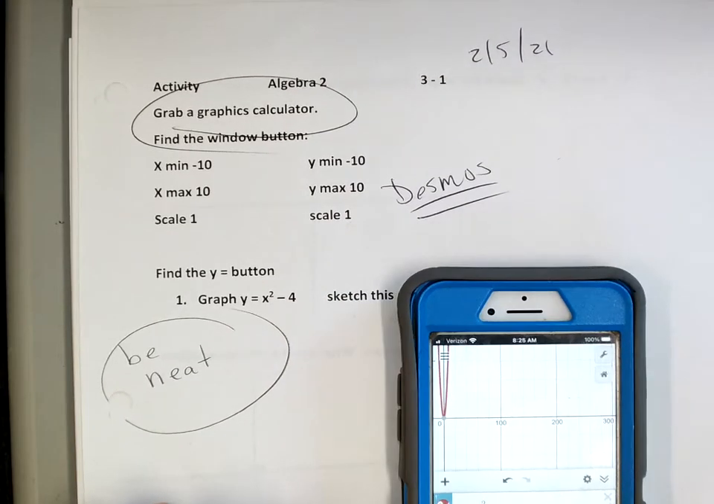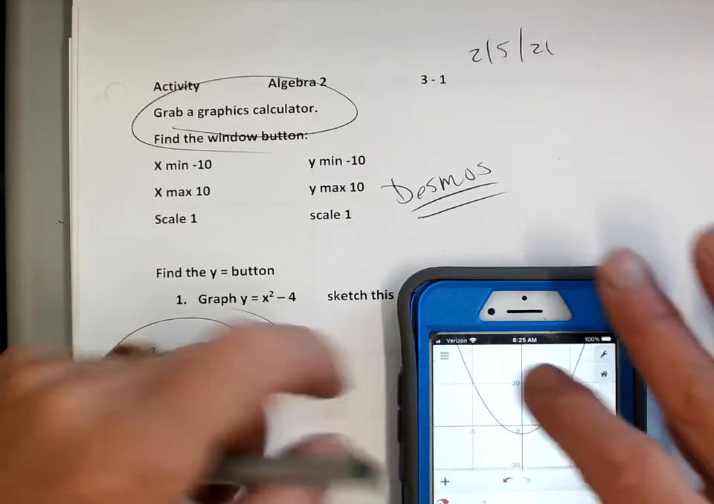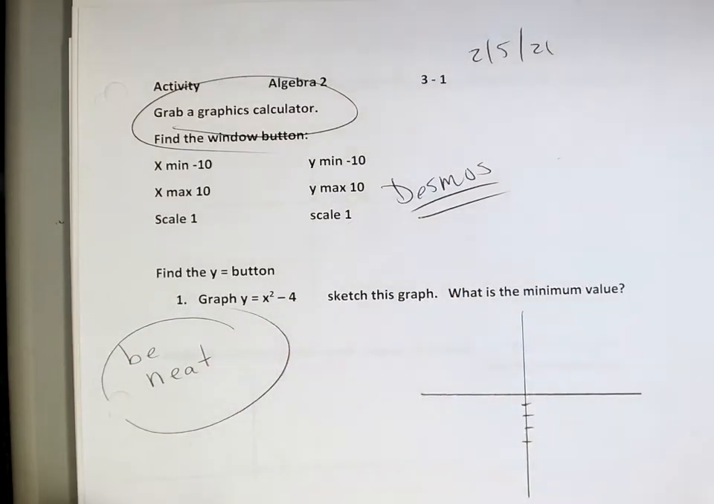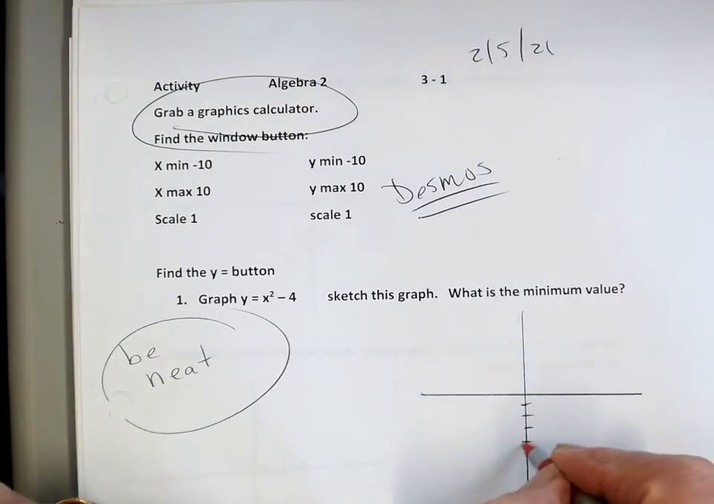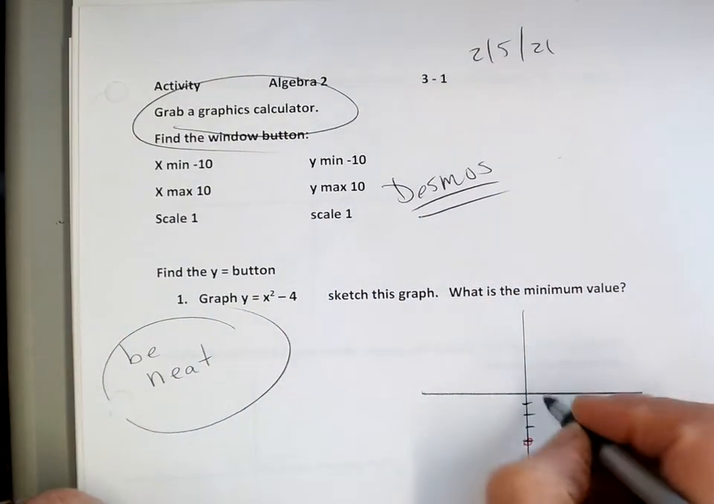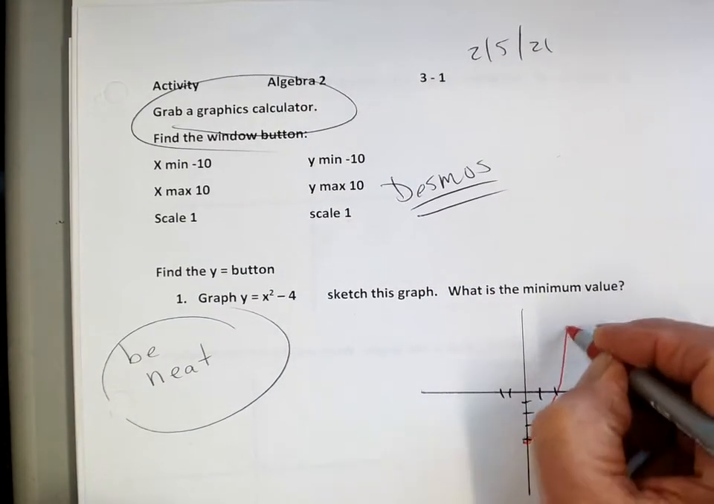minus 4, and I'm going to change the shape, and there it is. It looks like that. We know it goes through 4. Got my pen. Goes through 4, and it goes through 2 and negative 2. We know that from last chapter and geometry, right?